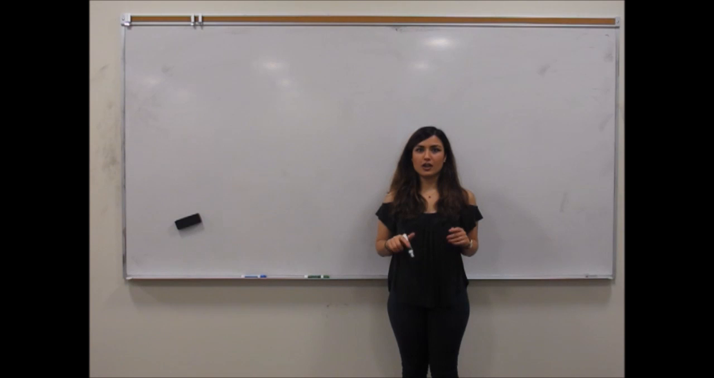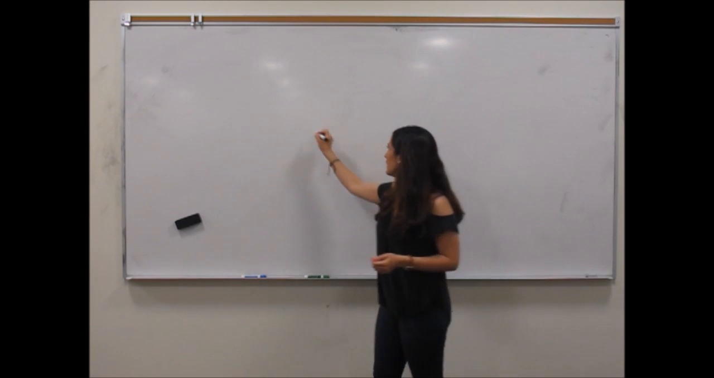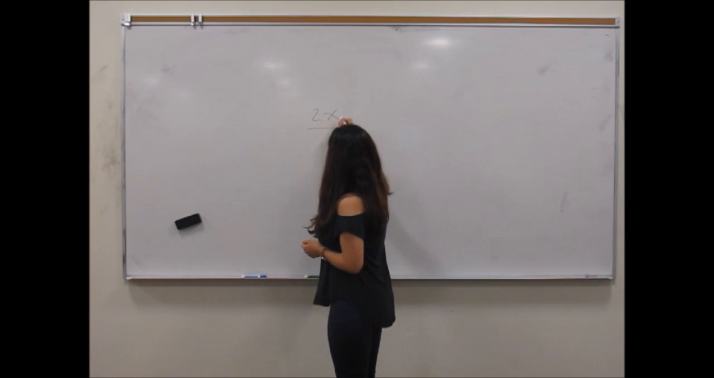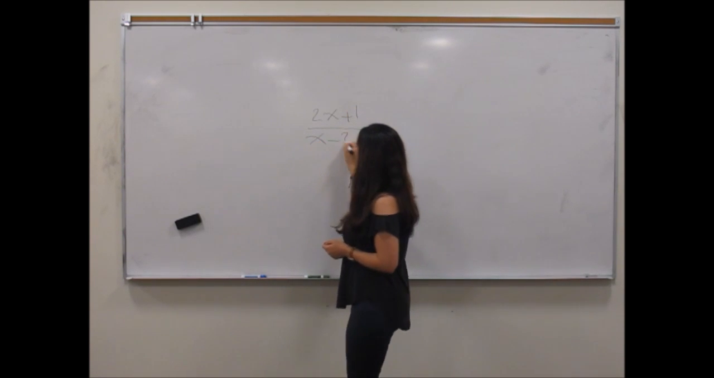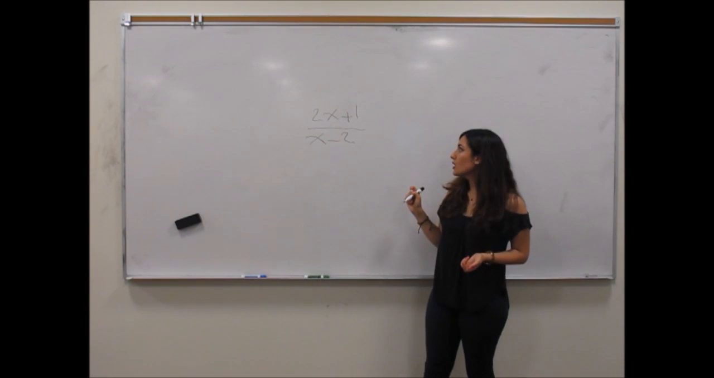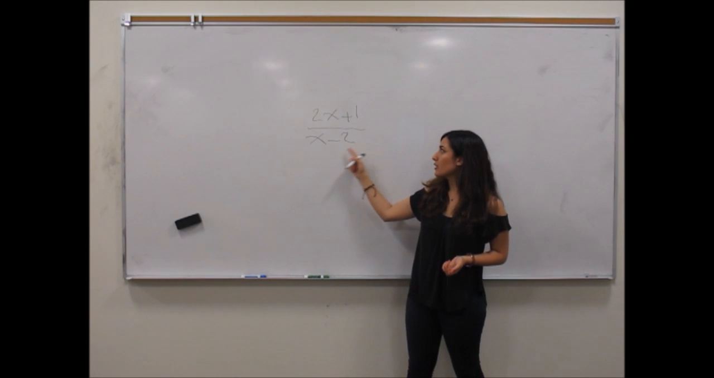or the denominator are polynomials. So for example, the fraction 2x plus 1 over x minus 2 is a rational expression. They're also referred to as algebraic fractions.